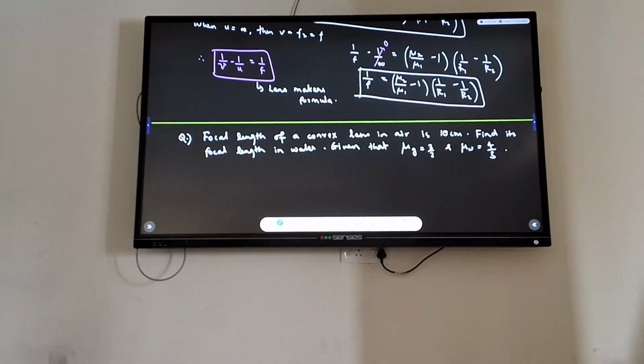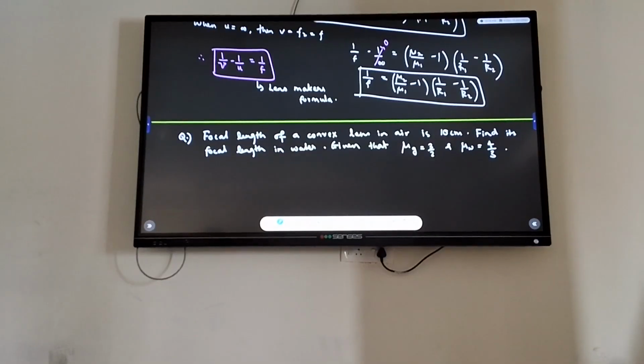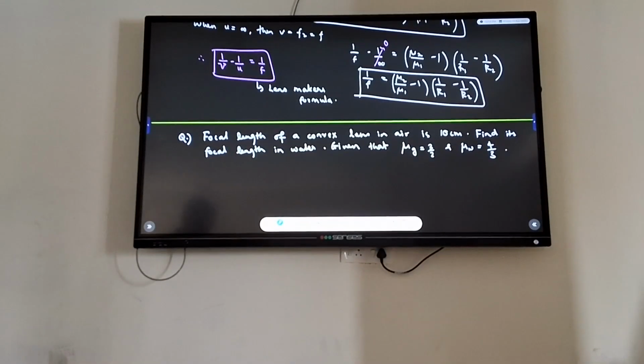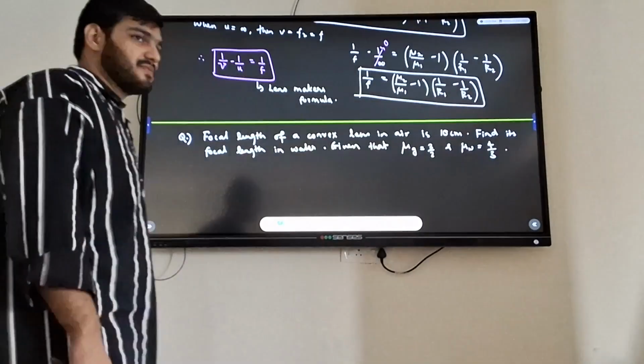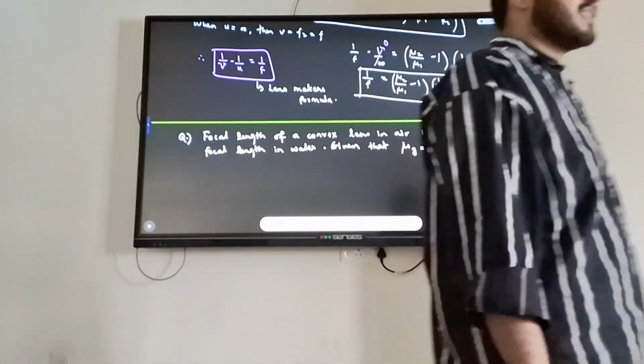Hopefully you understand that lenses are made from glass. That's why mu g equal to 3/2 is given. Given that information, try to do it.